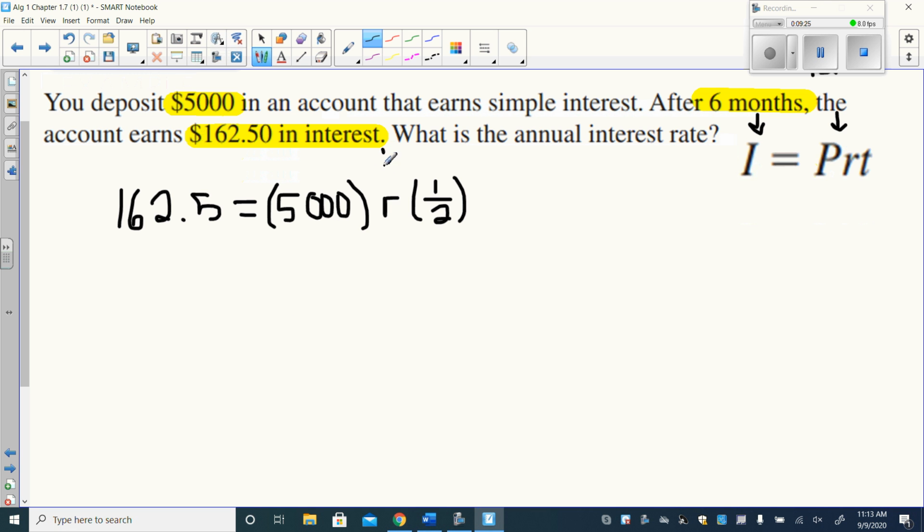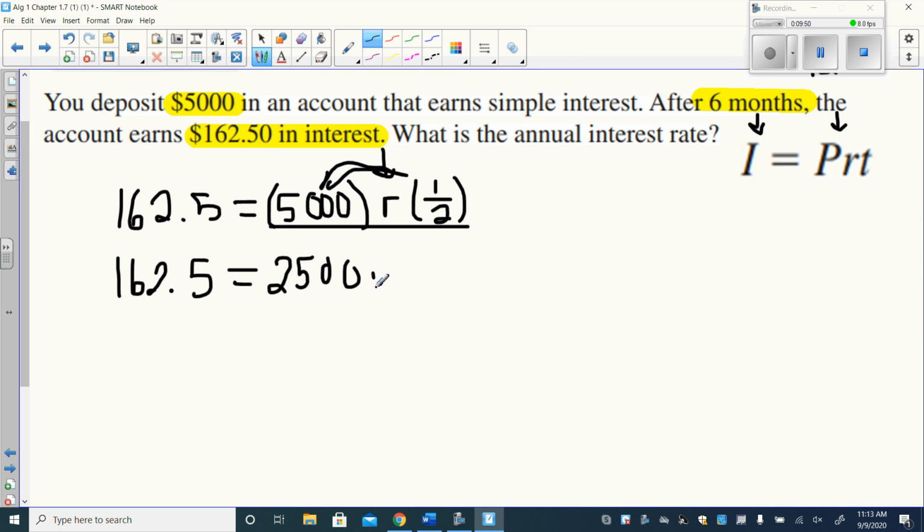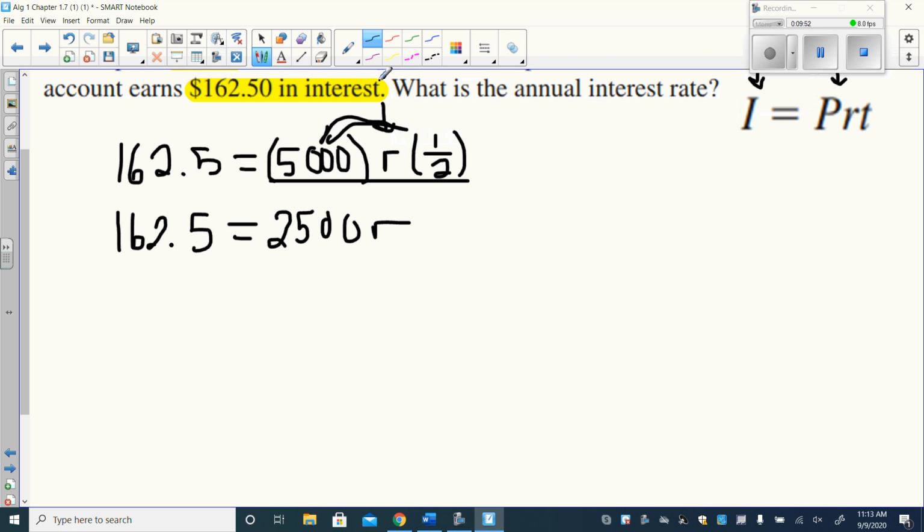So we have this here. Now what are we going to do? We're going to solve for the value of R. So let's simplify this side. 162.5 won't change. But I can do 5,000 times 1/2. We can plug that in a calculator. We can type in 5,000 times 1/2. And if you type that into a calculator, you should get 2,500 R. 2,500 times R.